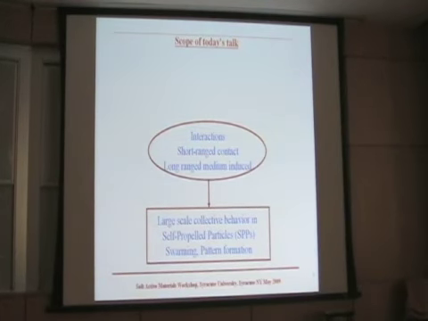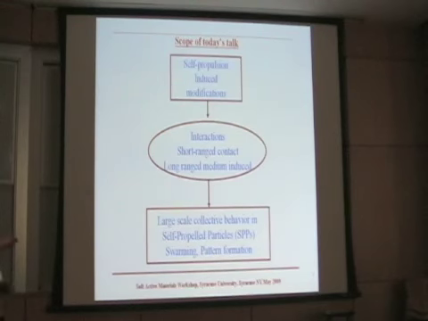In particular, I want to ask, how does self-propulsion modify these interactions, and what is the consequence of this modification on the large-scale collective behavior of these systems? And I'm going to ask and answer these questions in the context of simple model systems, which are universal in the sense that they have everything that I want them to have, but are simple enough that I can make analytical progress. So I'm going to consider two model systems.